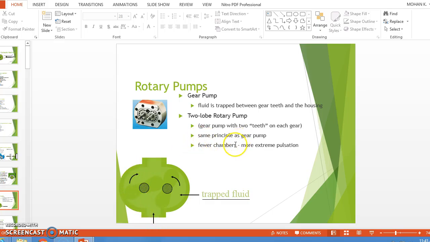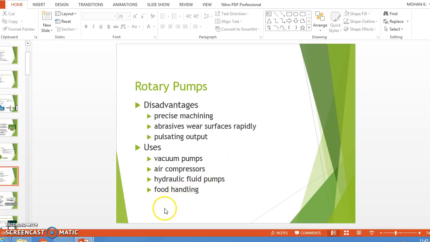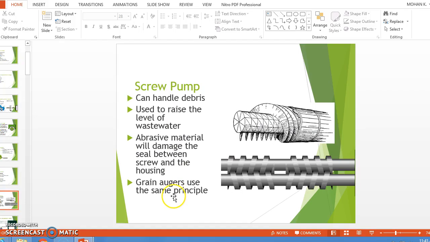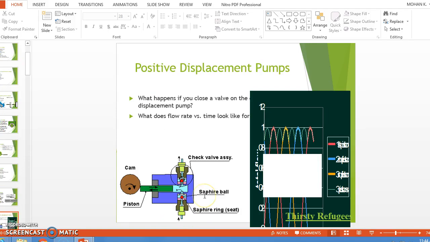Lobe pumps follow the same principle as the gear pump, with few chambers and more extreme pulsating. The disadvantages and advantages of rotary pumps. Disadvantages: precision machining, abrasives wear surfaces rapidly, pulsating output. Uses: vacuum pumps, air compressors, hydraulic fluid pumps, food handling. Screw pumps can handle debris and are used to raise the level of wastewater. Abrasive material will damage the seal between the screw and housing. Grain augers use the same principle.